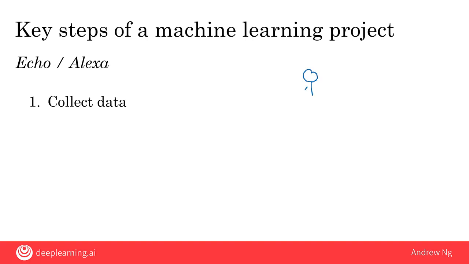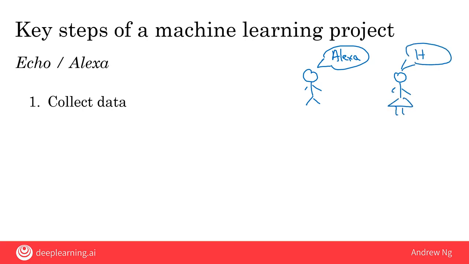So that means you go around and get some people to say the word Alexa for you, and you record the audio of that. And you'd also get a bunch of people to say other words like hello, or say lots of other words and record the audio of that as well. Having collected a lot of audio data, a lot of these audio clips of people saying either Alexa or saying other things, step 2 is to then train the model.